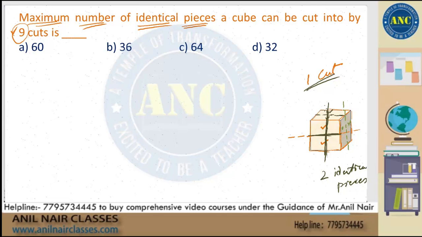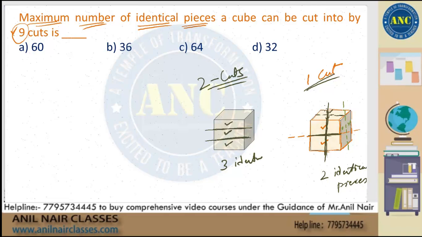Okay, let's see what happens if we do 2 cuts. If we have 2 cuts, what happens? Let's take a look. Let me take another cube. Now when I have 2 cuts, just imagine I cut it horizontally like this, two cuts. This will divide it into 3 identical pieces. Yes or no? I can clearly see if I cut it this way, it gives 3 identical pieces.